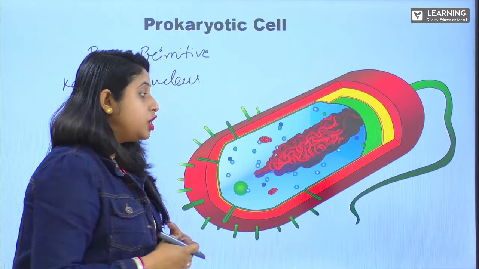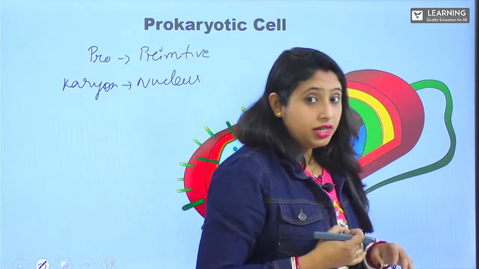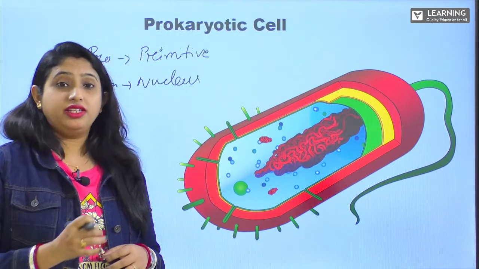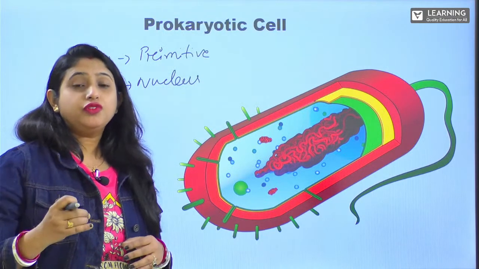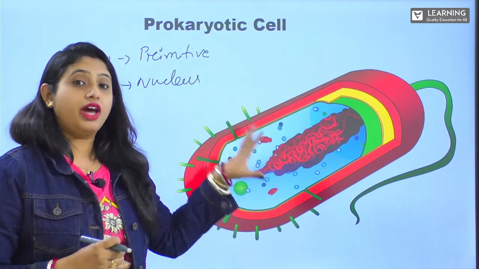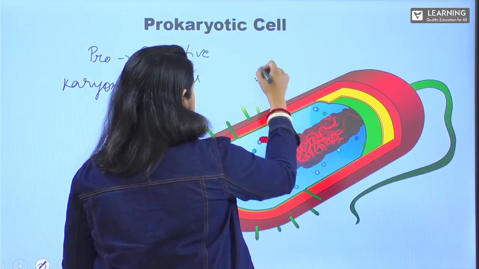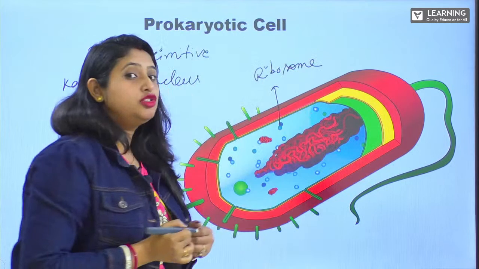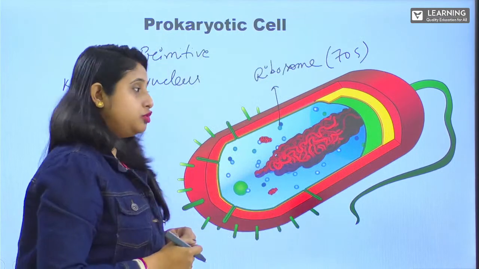When you look into the ultrastructure, you will see that the prokaryotes have circular DNA. Also, in the prokaryotes you will not find the cell organelles. Most of the cell organelles are absent, as we learned in the previous class. What we find is only the ribosomes. You can see these dot-like structures, these are the ribosomes. And in the prokaryotes, the ribosome is 70S.